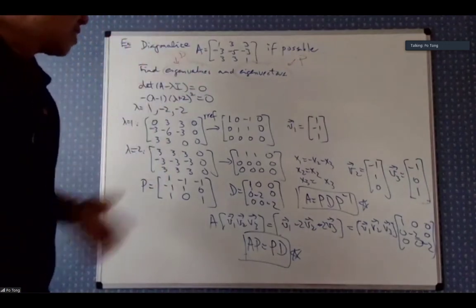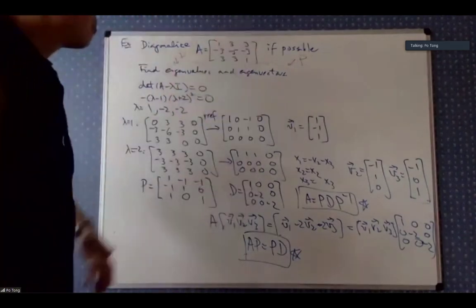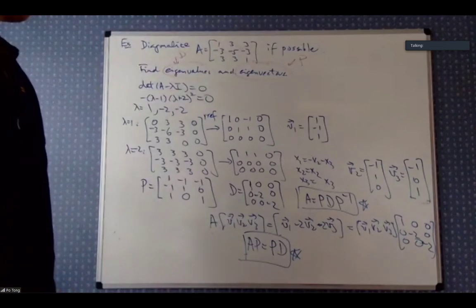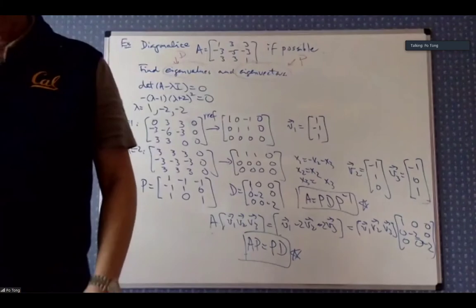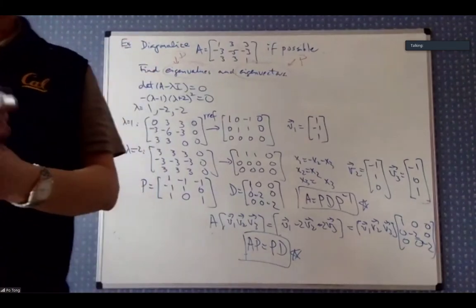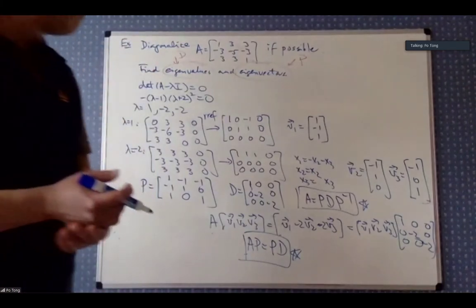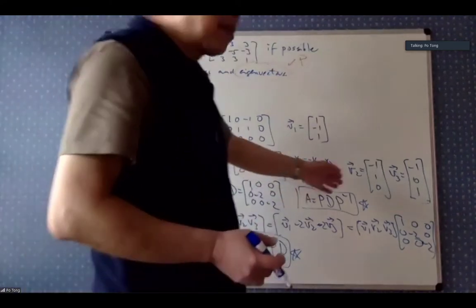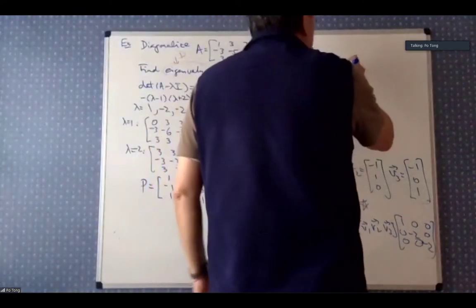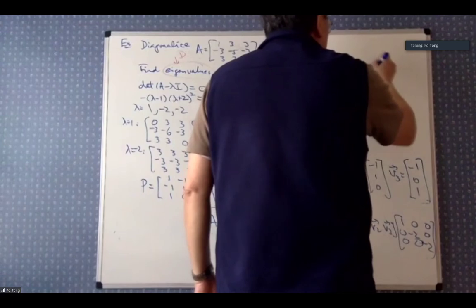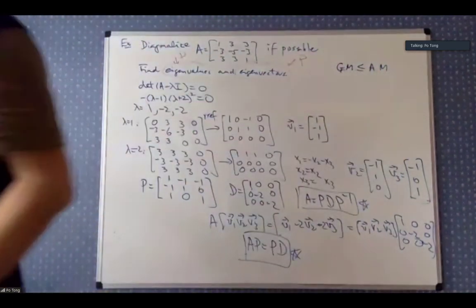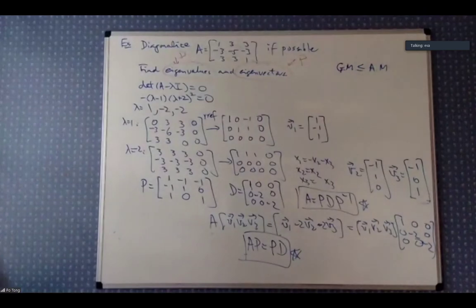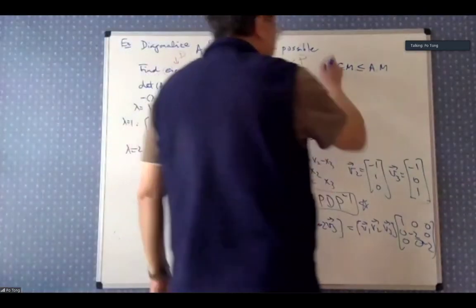Any questions so far? So we diagonalized this matrix. In this case, it's possible. When is it not possible? You remember geometric multiplicity is less than or equal to algebraic multiplicity? You guys remember that?